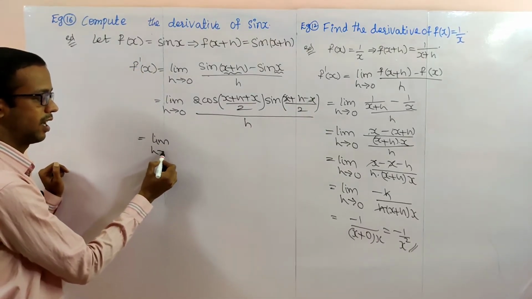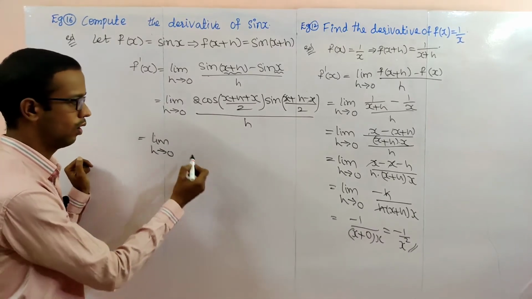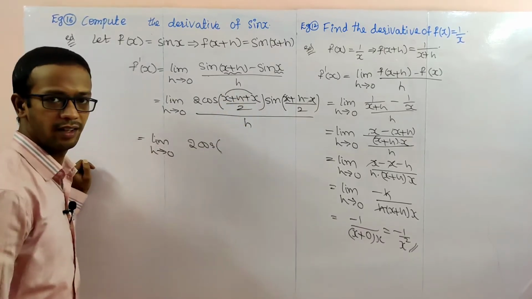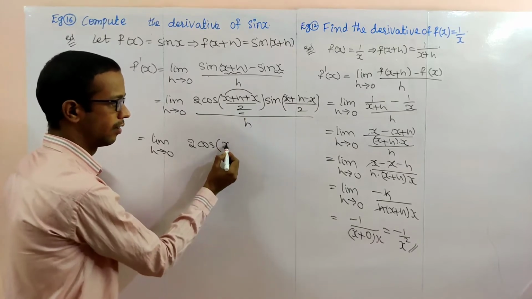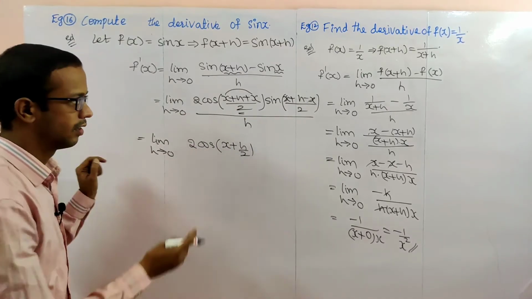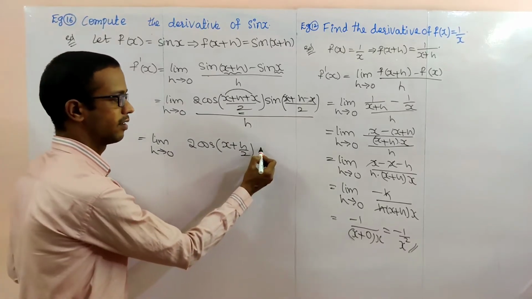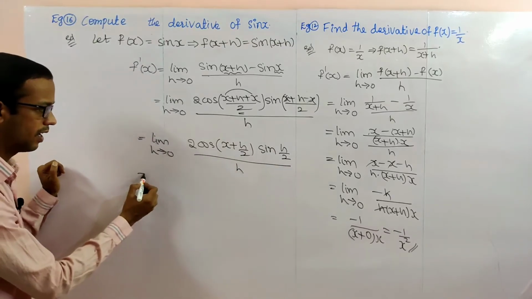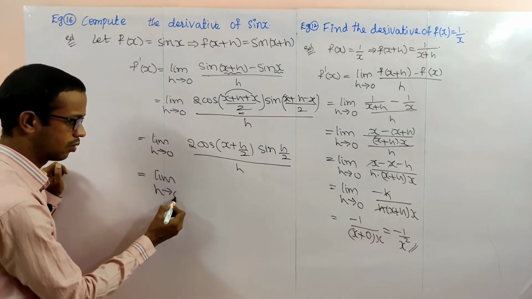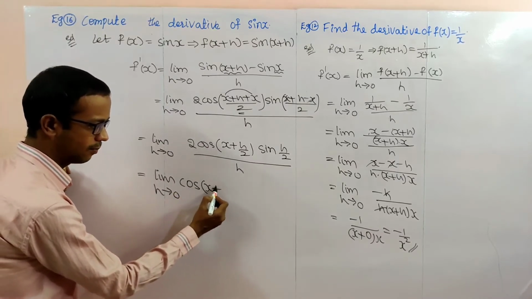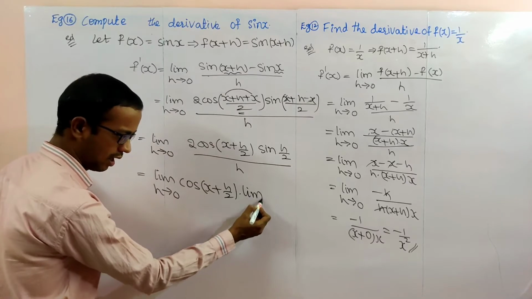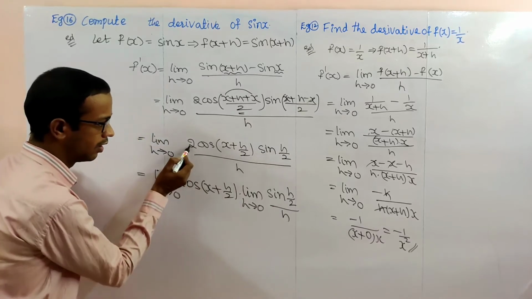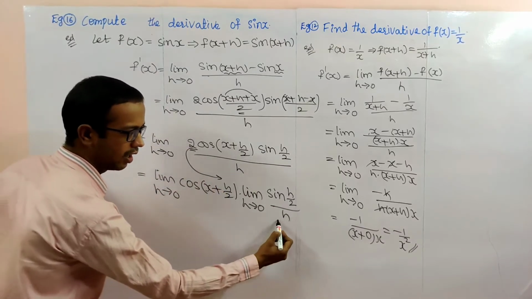Limit h tends to 0, 2 cos of x plus x is 2x, 2x by 2 is x, plus h by 2. Separately, sin h by 2 divided by h. Separate the limits: limit h tends to 0 cos of x plus h by 2 into limit h tends to 0 sin h by 2 divided by h. This 2 is there; sending it downside, divided by 2.